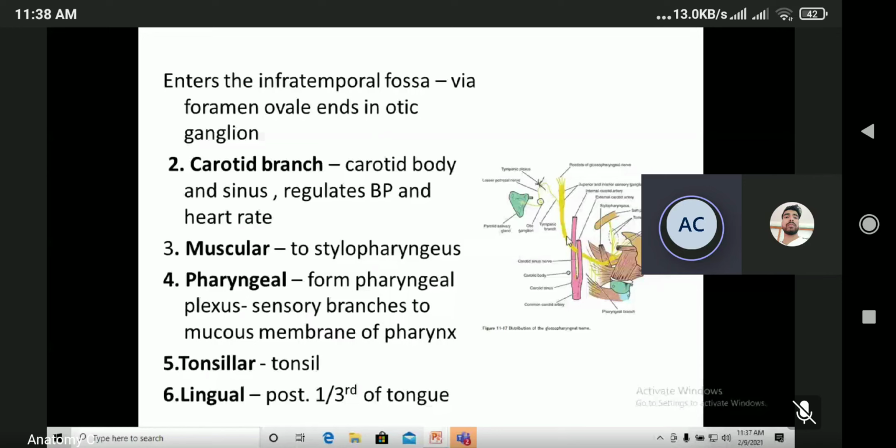Then the pharyngeal plexus, I've already told, supplies the mucous membrane of the pharynx. Then it also gives rise to tonsillar branches to supply the tonsil, and the lingual branches to supply the posterior third of the tongue, whereas the anterior two-thirds of the tongue is supplied by which nerve? The anterior two-thirds is supplied by which nerve?